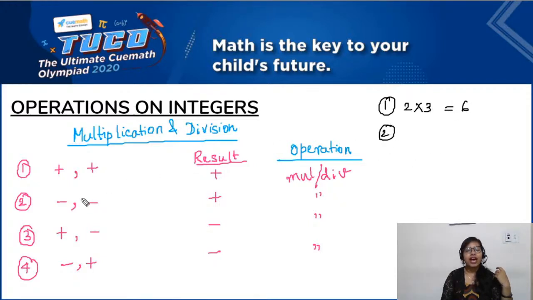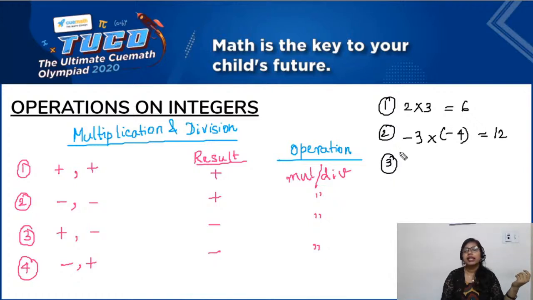The second one, if we have two negative numbers being multiplied, minus 3 times minus 4. Any answer? Anybody who wants to add on? You can all put your answers in the comment section. You have two negative numbers being multiplied, so this would give you a positive 12 as your result. See, here the result is positive.